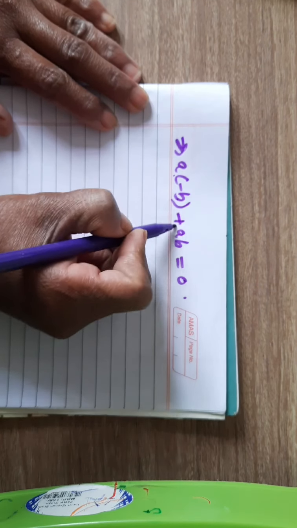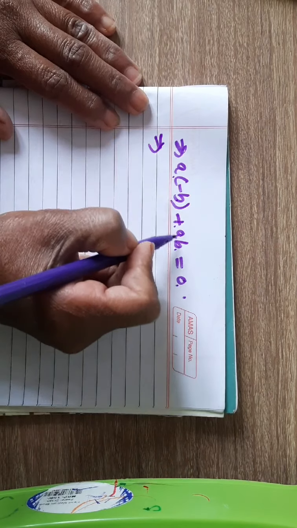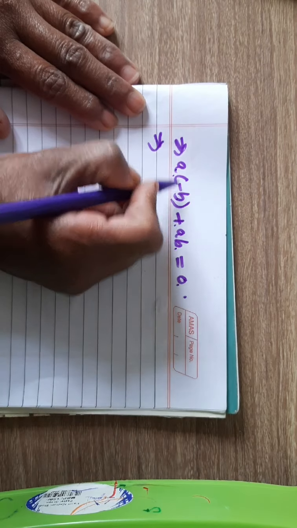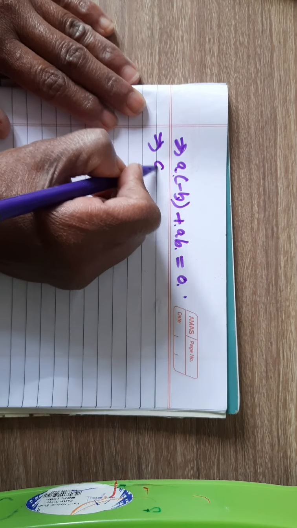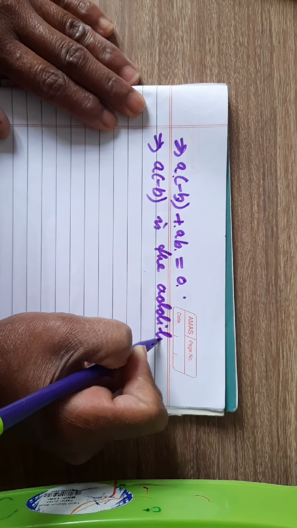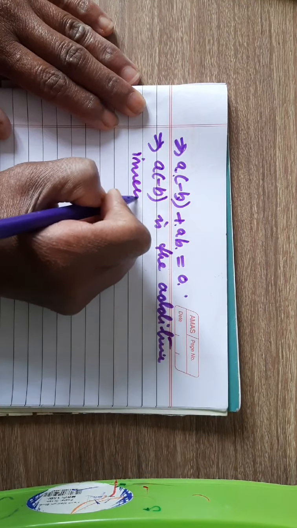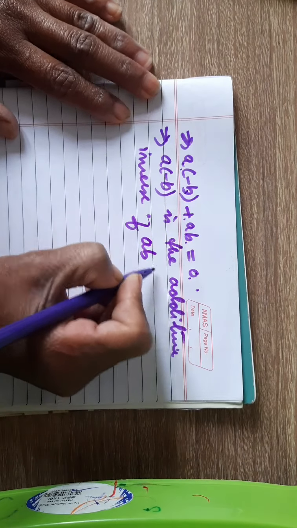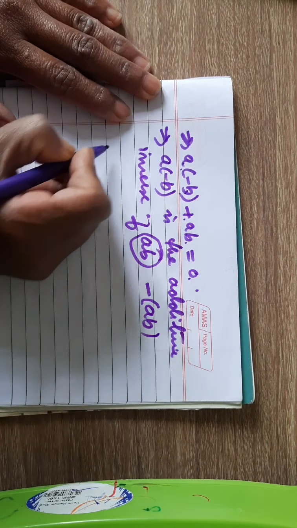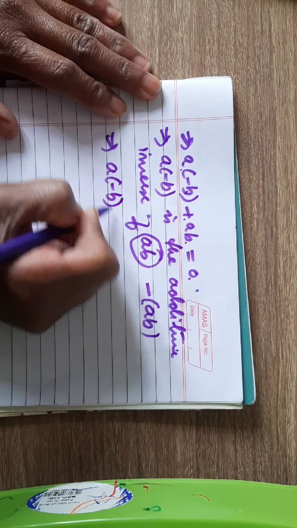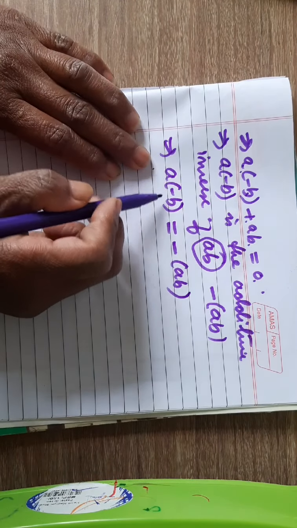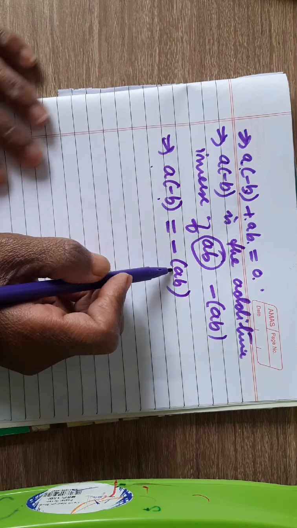Now if a · (−b) + ab is equal to 0, it means that the additive inverse of ab is equal to a · (−b). So this implies that a · (−b) is the additive inverse of ab. But usually the additive inverse of ab is denoted by −(ab). So it means that a · (−b) is equal to −(ab). Similarly, you can show that (−a) · b also will be the same as −(ab).